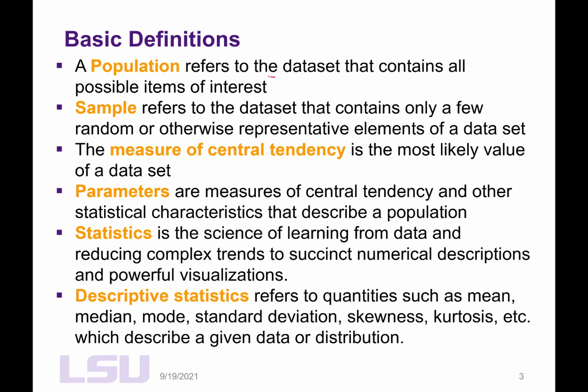So population refers to the entire data set, which contains all possible items of interest, whereas the sample refers to a subset from the population, and what we hope is that that subset is representative of the entire population.